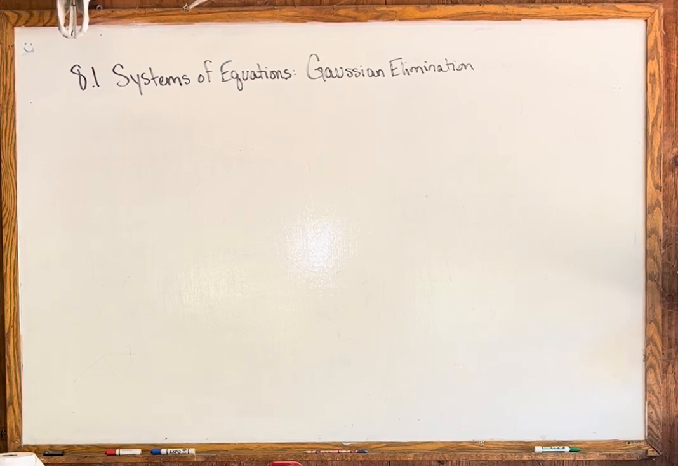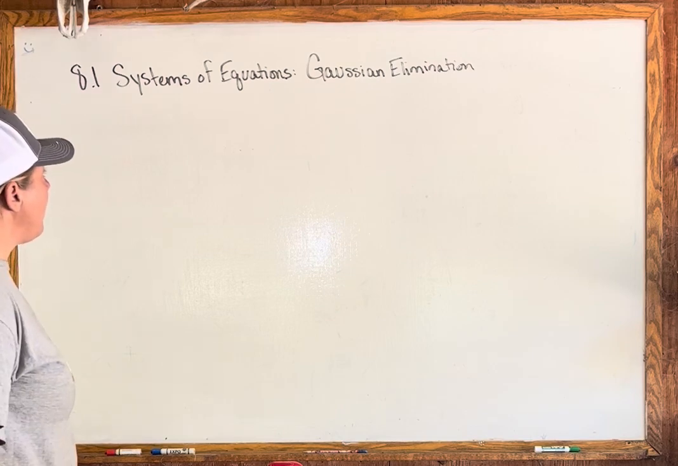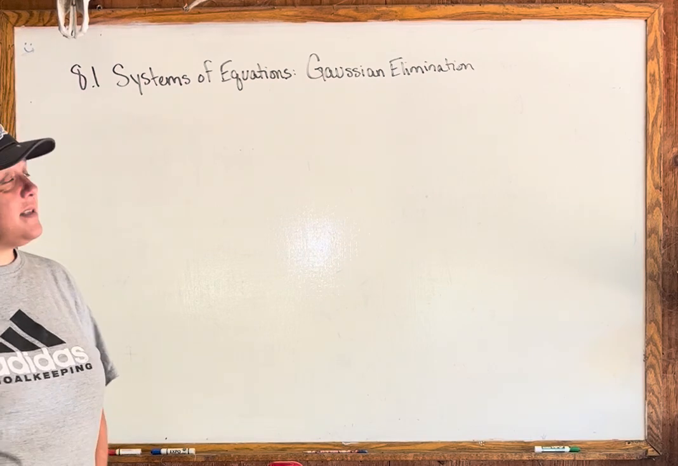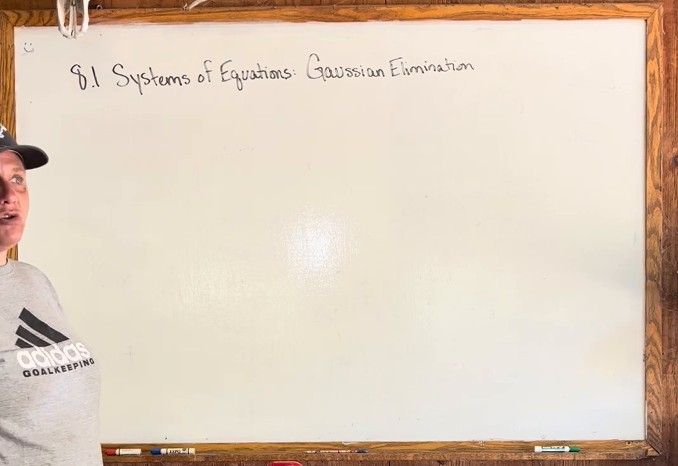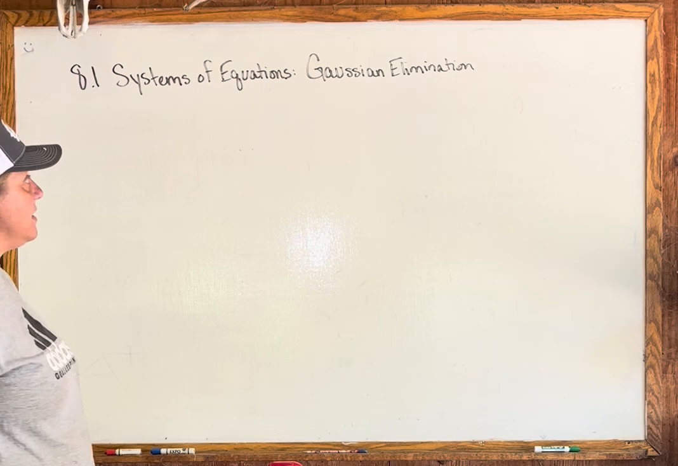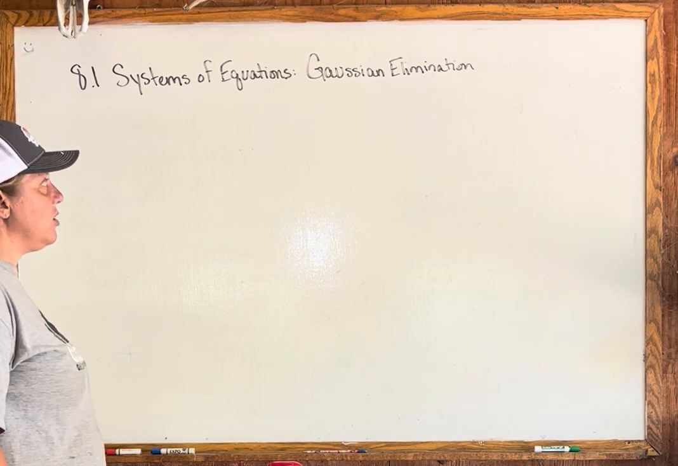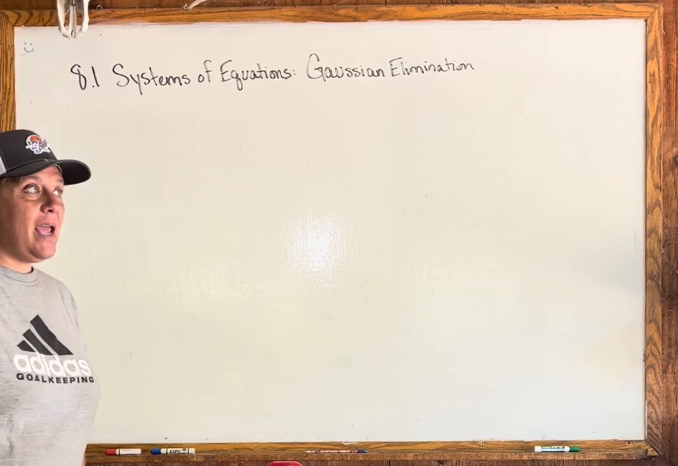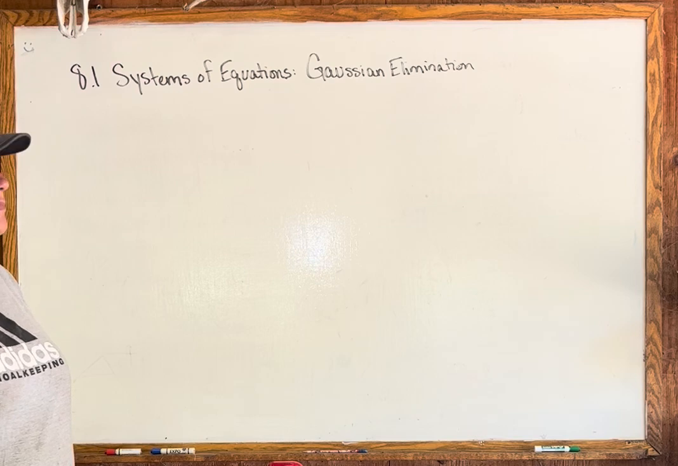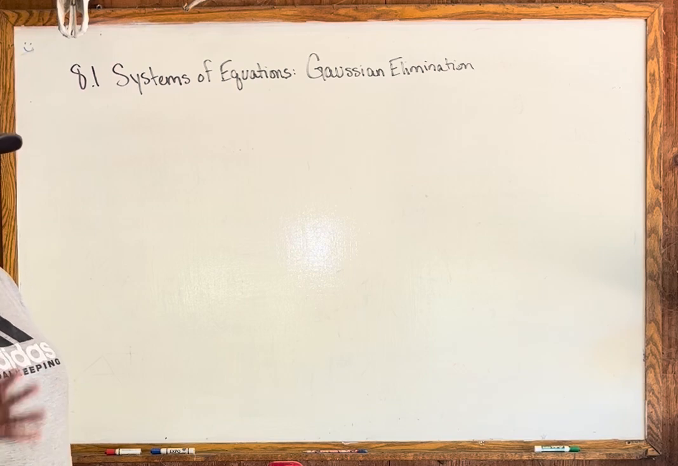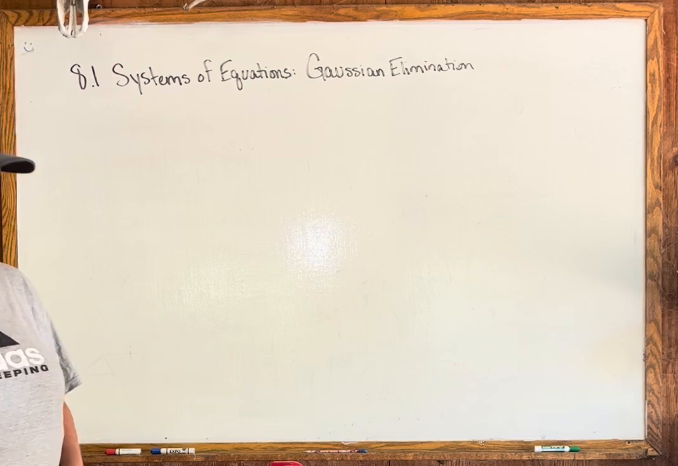So we're going to move to chapter 8 then, and chapter 8 is about systems of equations. You should have done systems of equations somewhere before you got to this class. We're specifically going to look at Gaussian elimination, and that is probably the method you used before to solve systems of equations. We've just probably never called it that before. Gauss was a famous mathematician, and this method is named after him.